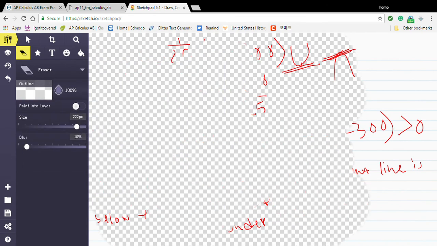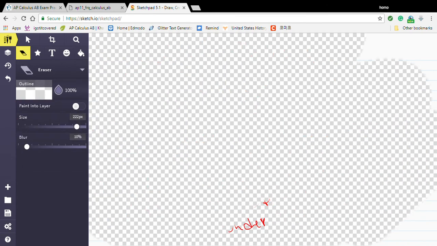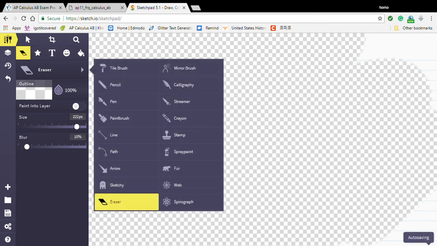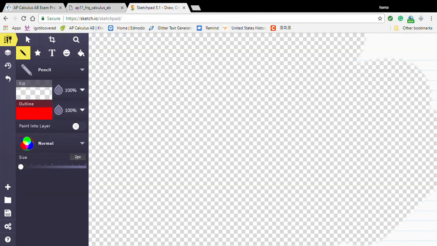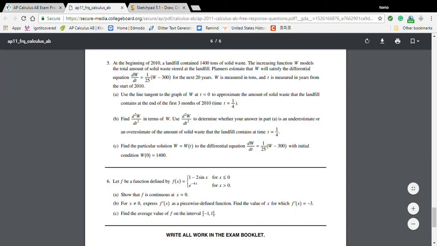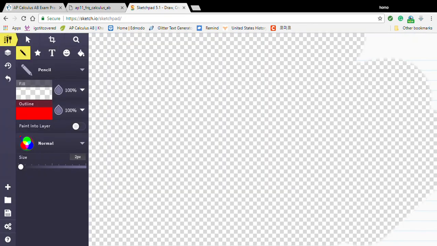Now let's look at C. C says find the particular solution W equals W of t to the differential equation dW/dt equals this, with the initial condition W of 0 equals this. So we have to use the initial condition and find the solution like we do in regular questions.